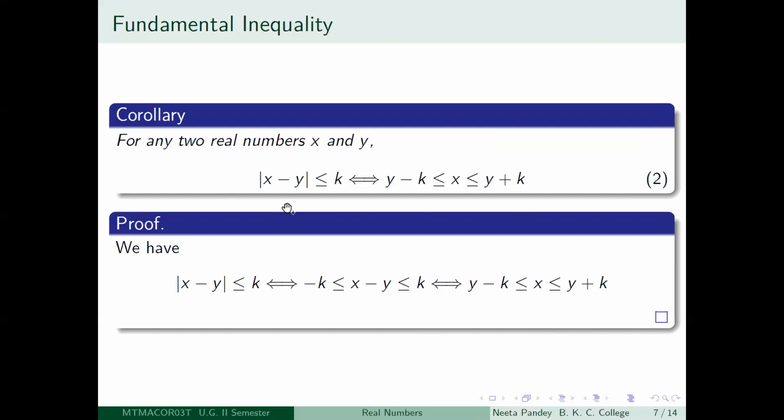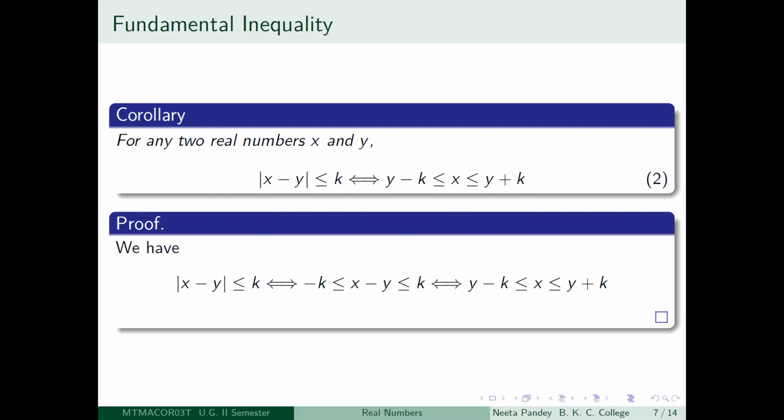Mod x minus y actually expresses the distance between x and y on the real line. So therefore this is a very, very important quantity. And this is the algebraic part which is going to tell you that if the distance between x and y is less than or equal to k, then that means that x lies between the numbers y minus k and y plus k. So in some sense, it is giving you a relation between the geometric idea and the algebraic idea of numbers.